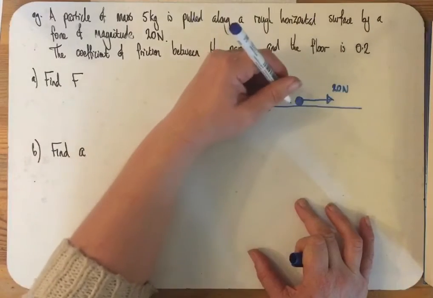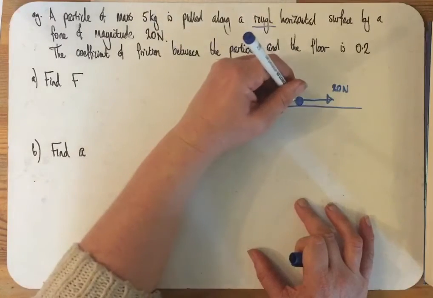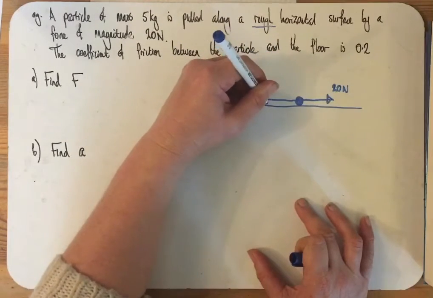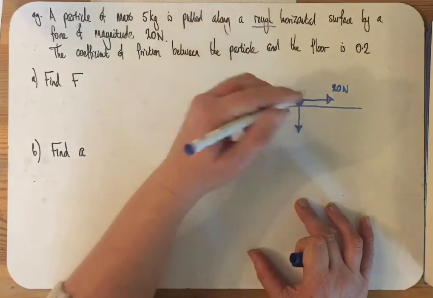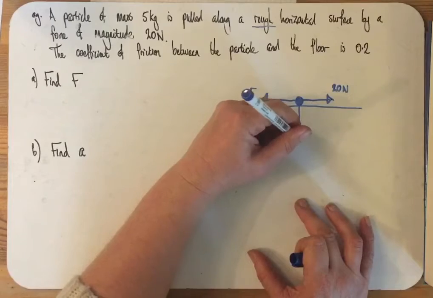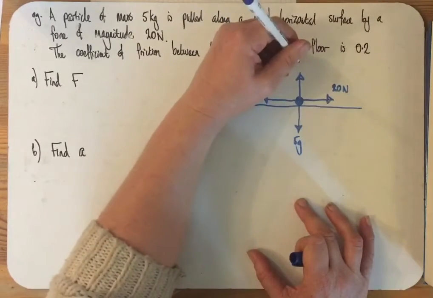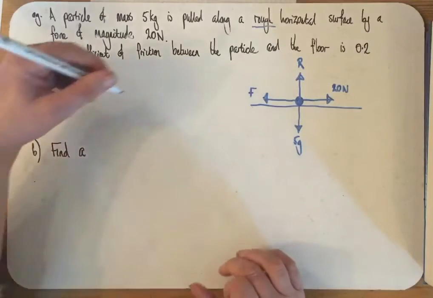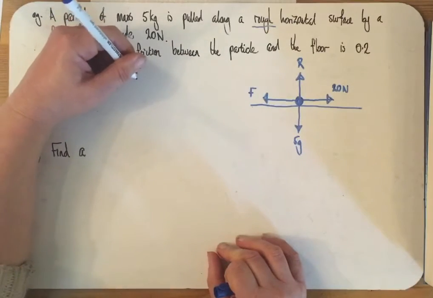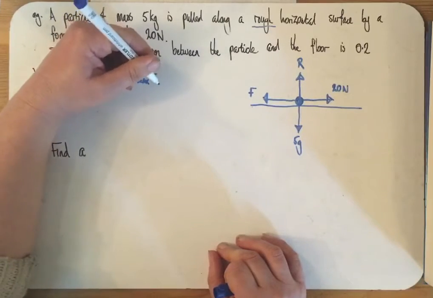And then the frictional force. It's a rough surface, so there will be friction, and the frictional force will oppose motion. Weight acts down, so that's going to be 5g, and the reaction force is perpendicular to the surface. And we want to find friction. So we're using F max equals mu R.